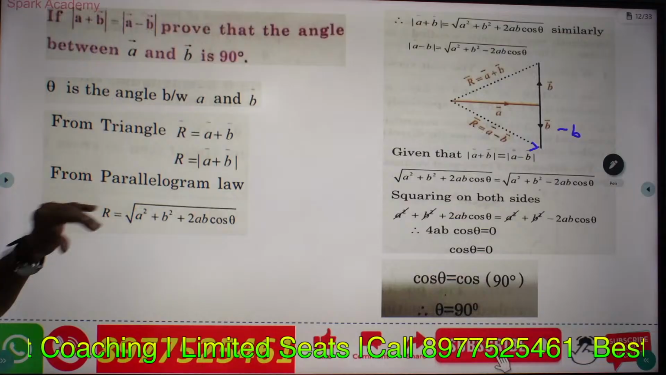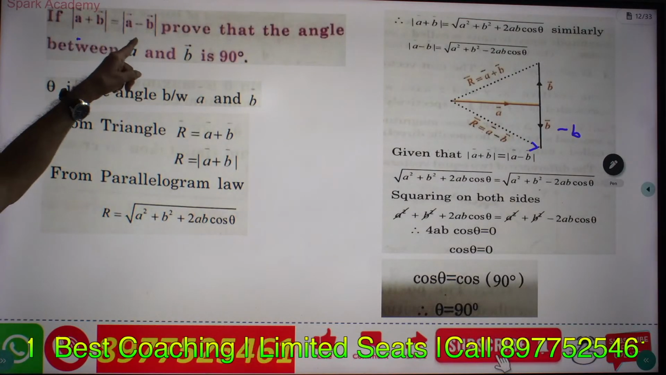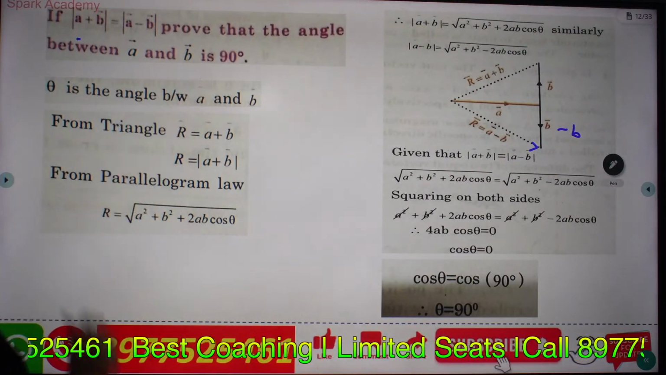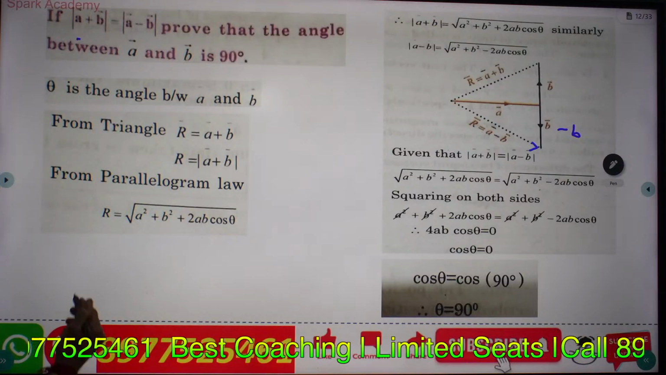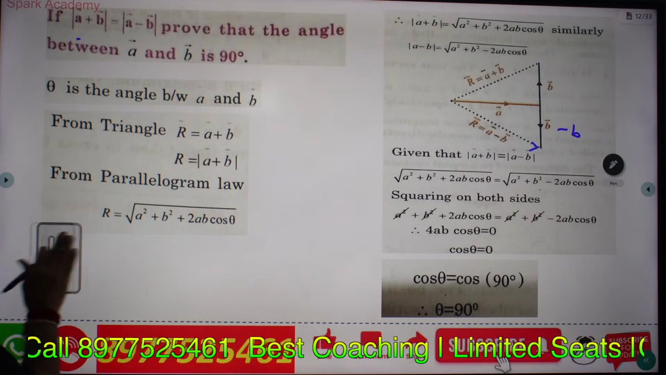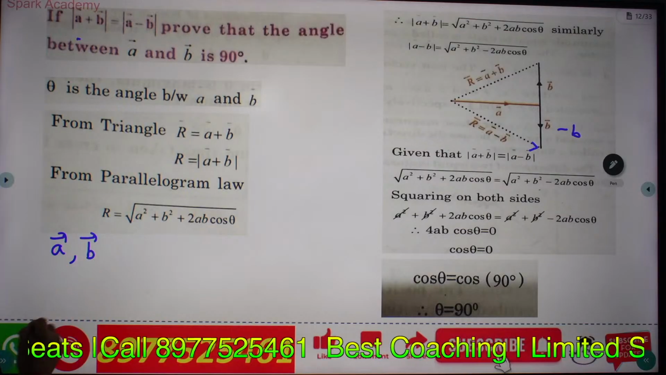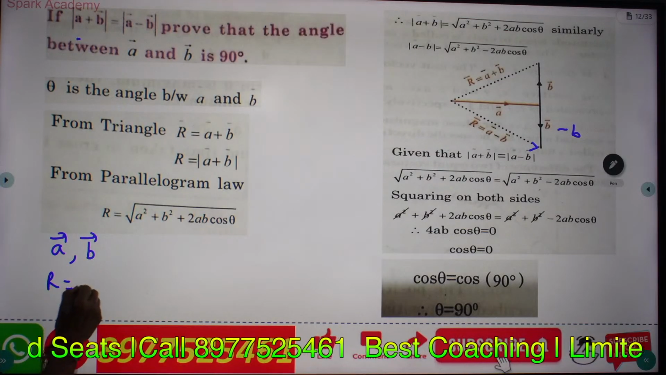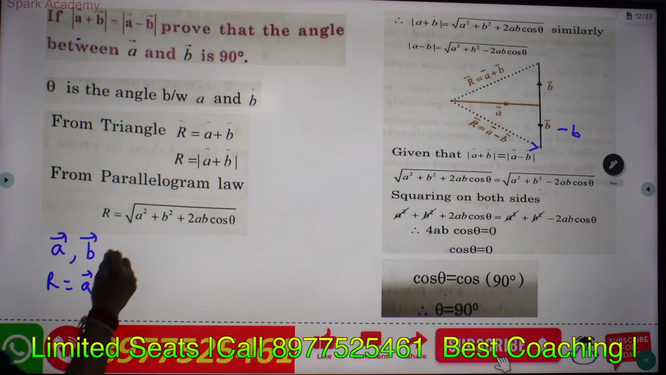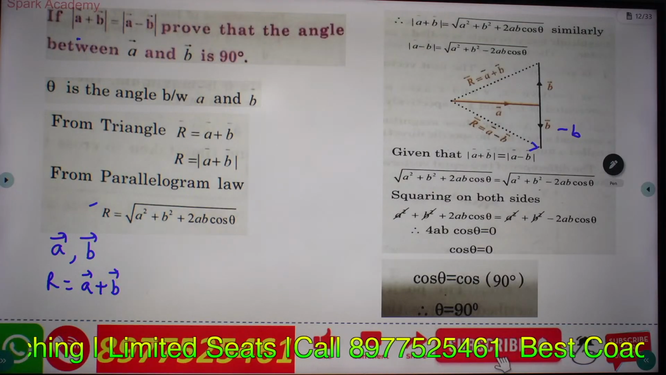Now, let us solve some simple problems. If mod of A plus B is equal to mod of A minus B, prove that the angle between A and B is 90 degrees. Already you know, A is one vector, B is another vector, then R will be equal to A plus B, and the magnitude will be given by this formula.